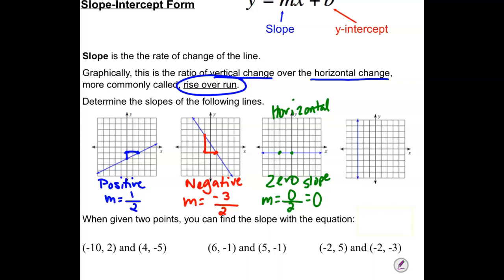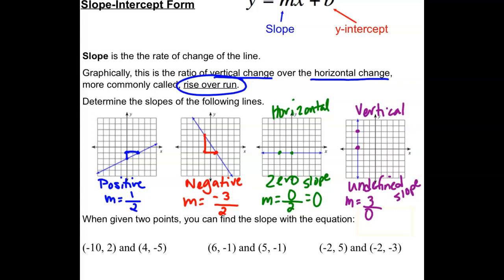And for our last graph, for a vertical line, if we pick any 2 points where our line crosses a nice tick mark, now we are rising in this case 3 spaces, but we are running to the left or right 0 spaces. And we cannot divide by 0, so we say this is an undefined slope. All right, so those are the 4 scenarios.